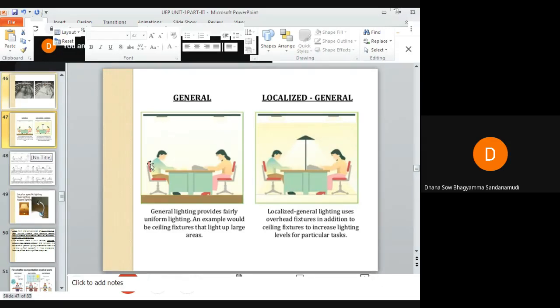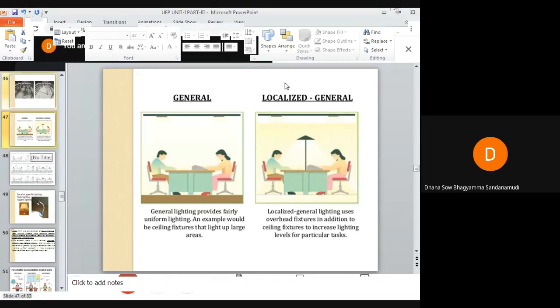Whatever brightness, whatever luminous flux is available on the work plane, using that is helping them to read and do their work, whether they are reading or writing. The lighting that is coming from the ceiling is known as generalized lighting. General lighting provides fairly uniform lighting. An example is a ceiling fixture that lights up large areas. Here you can see the ceiling, so this is our general lighting.